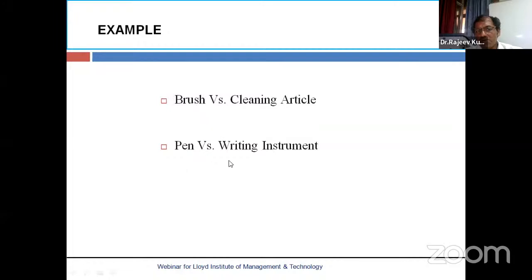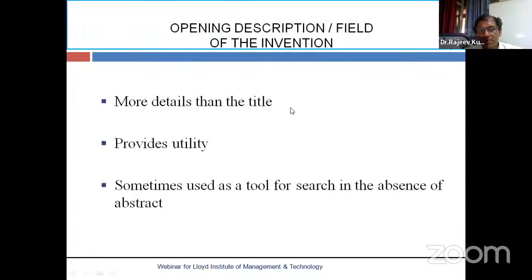So a pen would be called a writing instrument. So when you are writing the title, if you have a pen which can write with multiple inks, you will say a writing instrument capable of writing in multicolors. So you never restrict your invention in the title. You are always trying to claim all the articles falling under the category of brush. So you always will prefer to write cleaning article instead of brush.